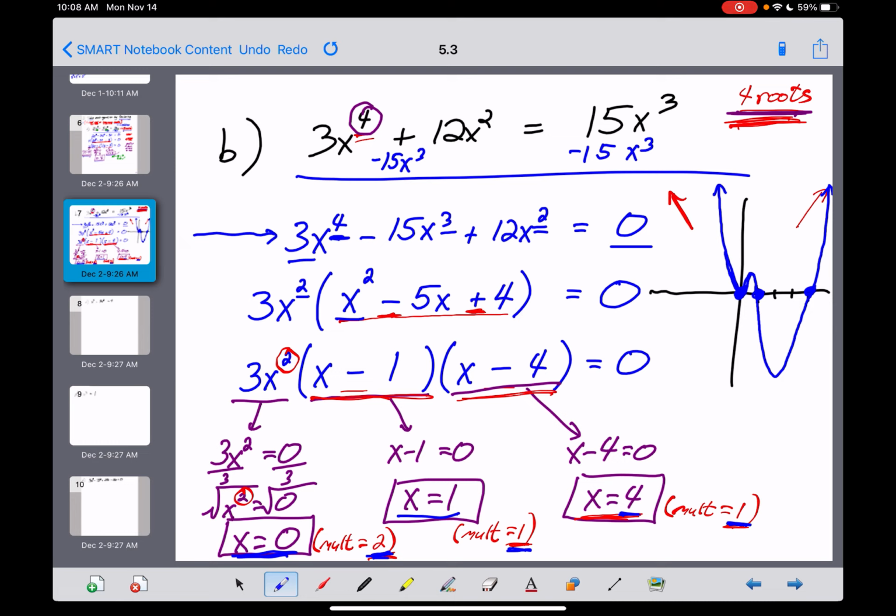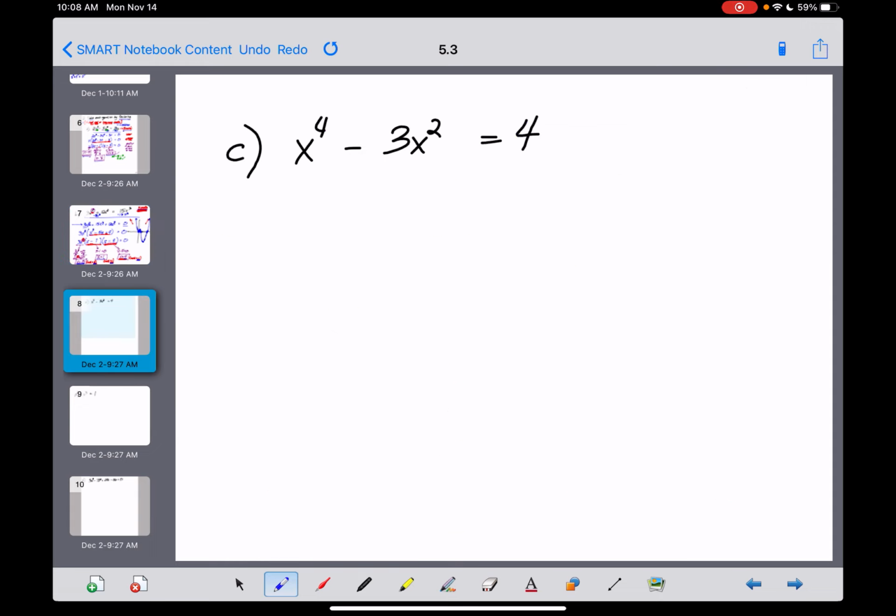So just wanted to take that opportunity to talk to you guys a little bit more about multiplicity. Okay, that's how we handle example B. 3 more for you guys. All right, x to the 4th minus 3x squared is equal to 4. First step is the same as always. Get this thing equal to 0.